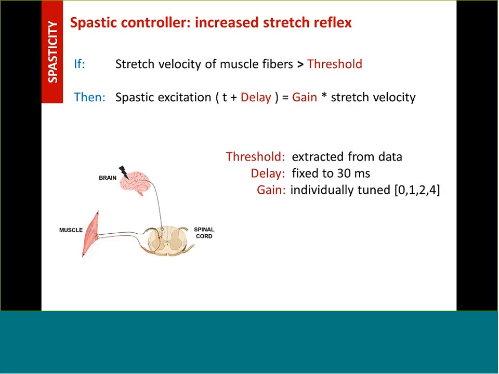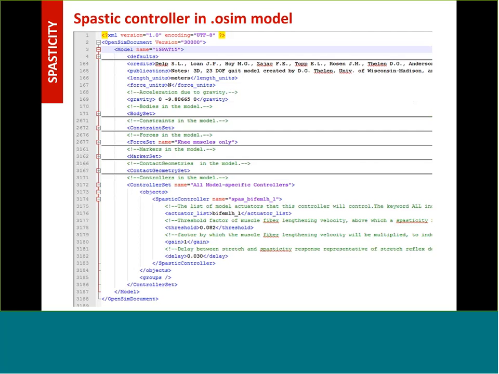And for the gain, we chose 4 different values ranging from 0 to 4. And we used these for all subjects to cover the range of possible realistic values. And this was based on pilot testing. This spastic controller could then be added to any OpenSim model at the bottom of the .osim model file, as you may be familiar with.